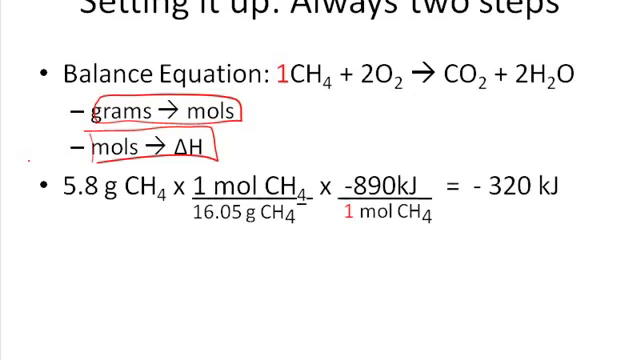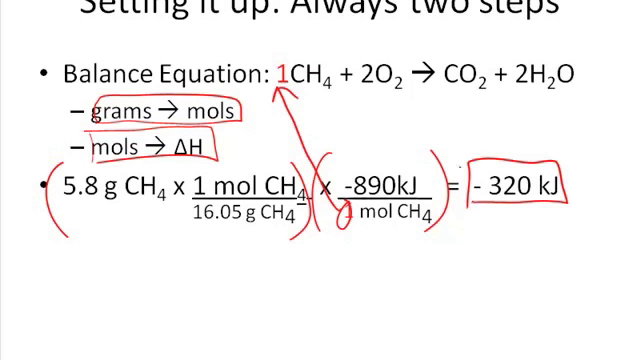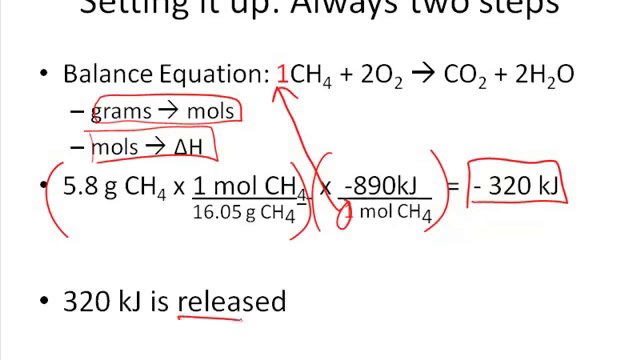So, we figure this out. Here's my conversion to moles, and then here's my second step to convert to delta H. Now this 1 can be substituted depending on what the coefficient of whatever we're talking about comes into play. So when we do this, we get negative 320 kilojoules of energy. Therefore, it's being released.